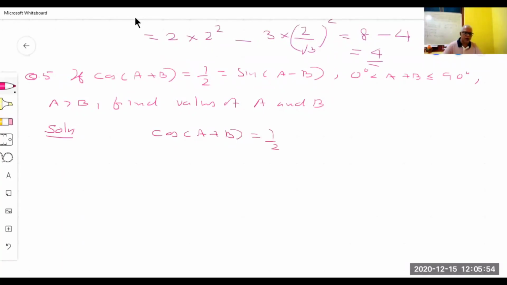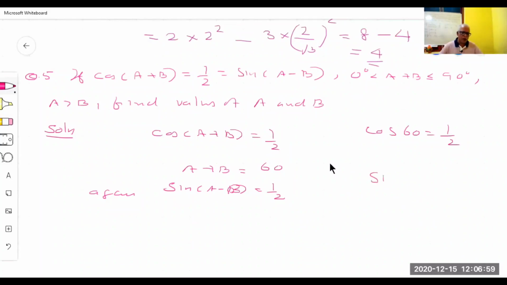We know cos 60 is 1 by 2. Therefore, a plus b is equal to 60. Again, sin (a minus b) is equal to 1 by 2. So, what is sin 30? We know sin 30 is equal to 1 by 2. So, therefore, a minus b should be equal to 30. And a plus b, we got as 60.